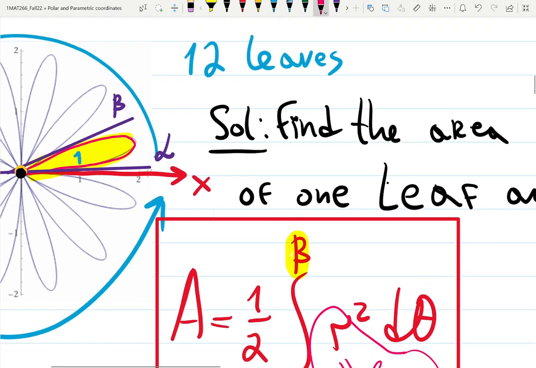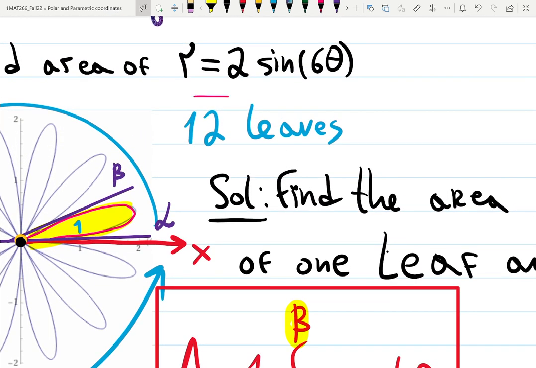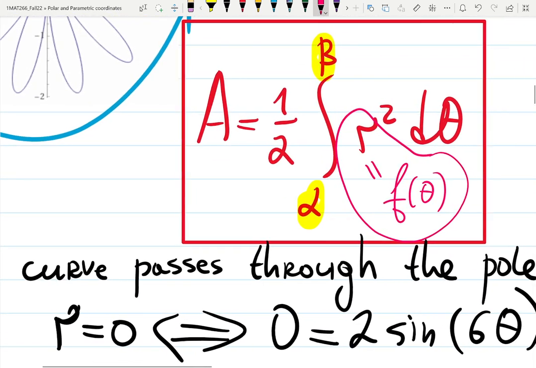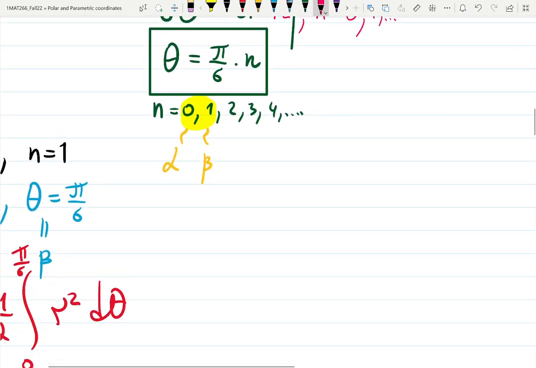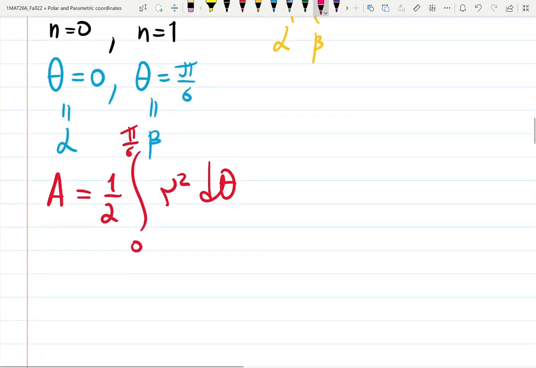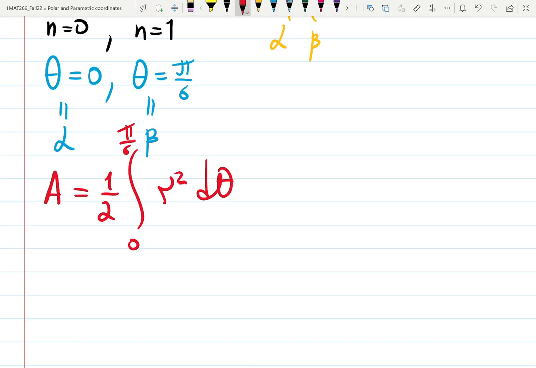Yes, here it is. It's given. R is 2 sine 6 theta. So let's rewrite it. Again, in calculus 3, we're going to learn how to integrate all of this easier and faster. But first, we're introducing the idea. Equals 1/2, that's part of the formula, from 0 to pi over 6, we found that.